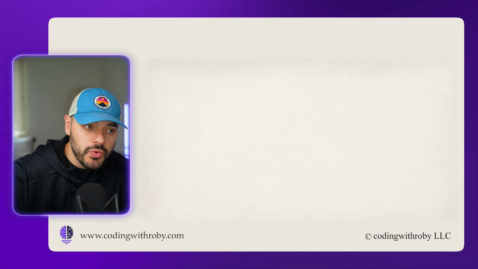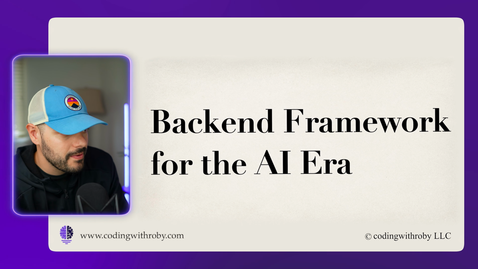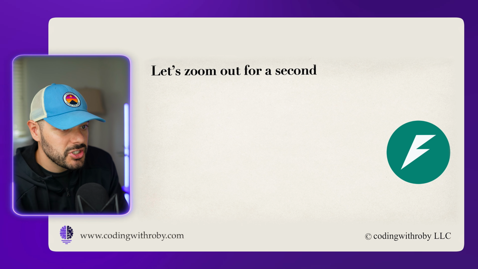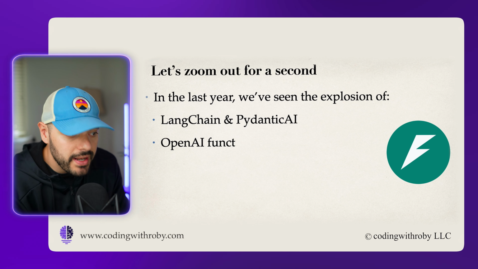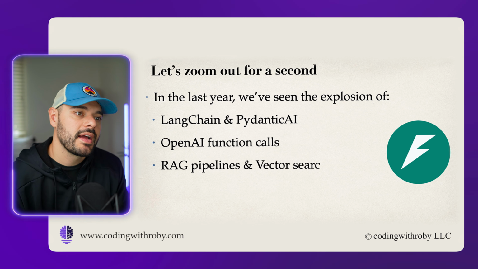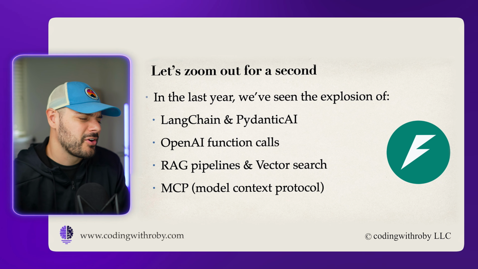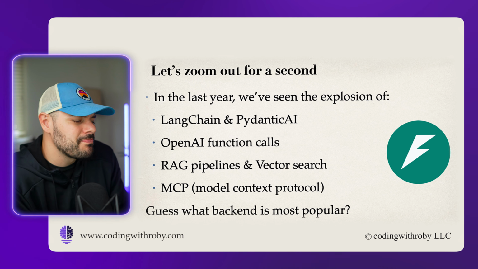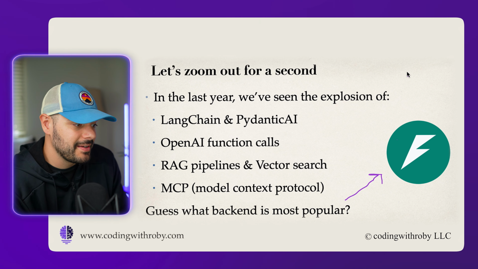Now, reason number 4 is that it's the backend framework for the AI era. Let's zoom out for a second. In the last year, we've seen the explosion of LangChain and Pydantic AI, OpenAI function calls, RAG pipelines, vector search, MCPs, and all of that great stuff. But you know what the most popular backend was for all of this? You got it: FastAPI. And it's not because it's trendy, it's more because it fits the job. And that's why people love it so much.